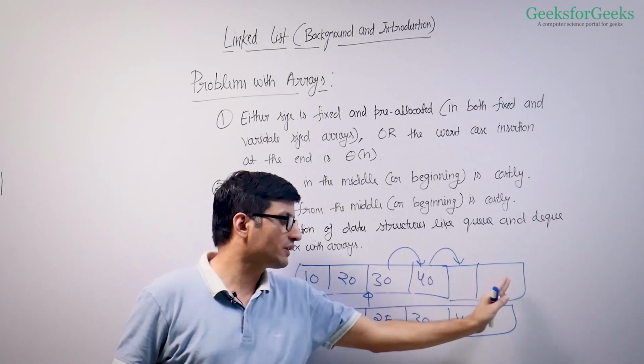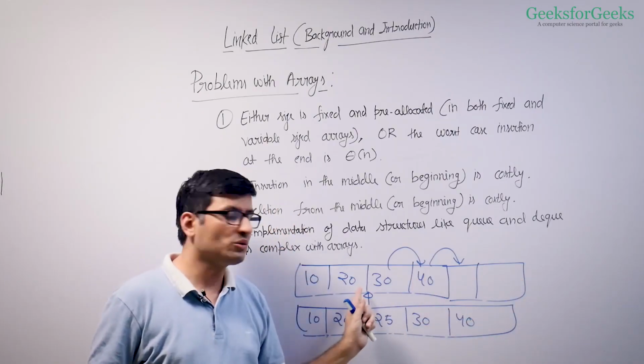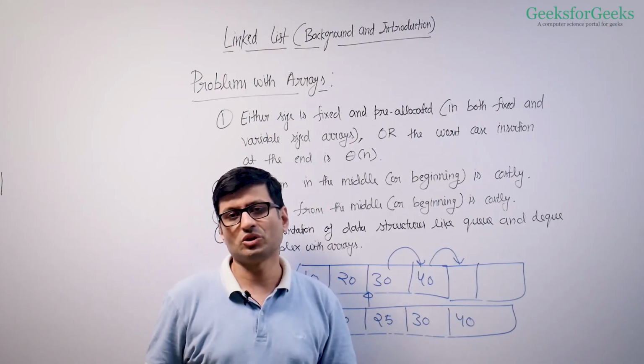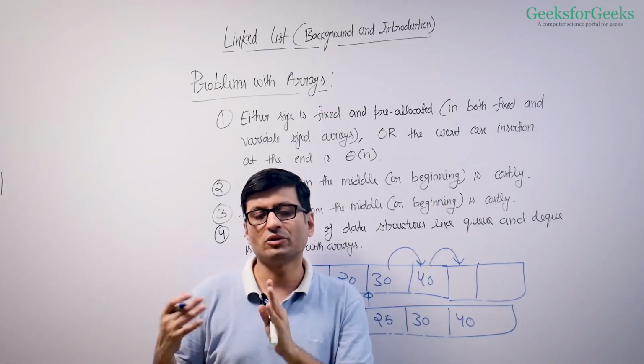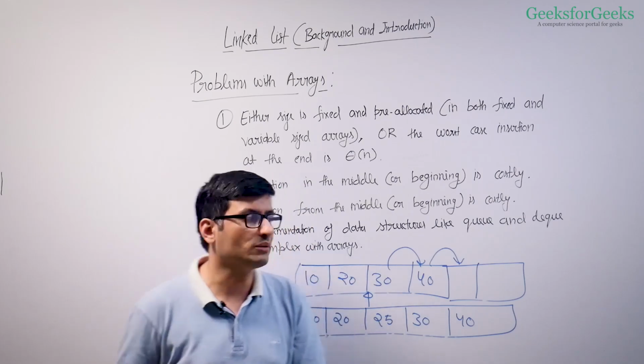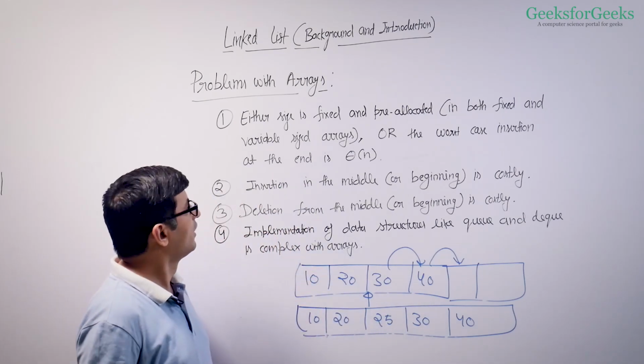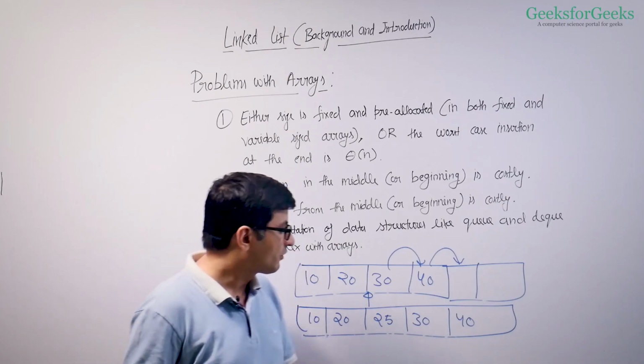Suppose there were thousands of elements in the array and you wanted to insert something at the second position. So you will have to move 998 elements one position ahead, right? So you need to run a loop for all the elements, almost all the elements if you're inserting at the beginning. Now, same reason for deletion.